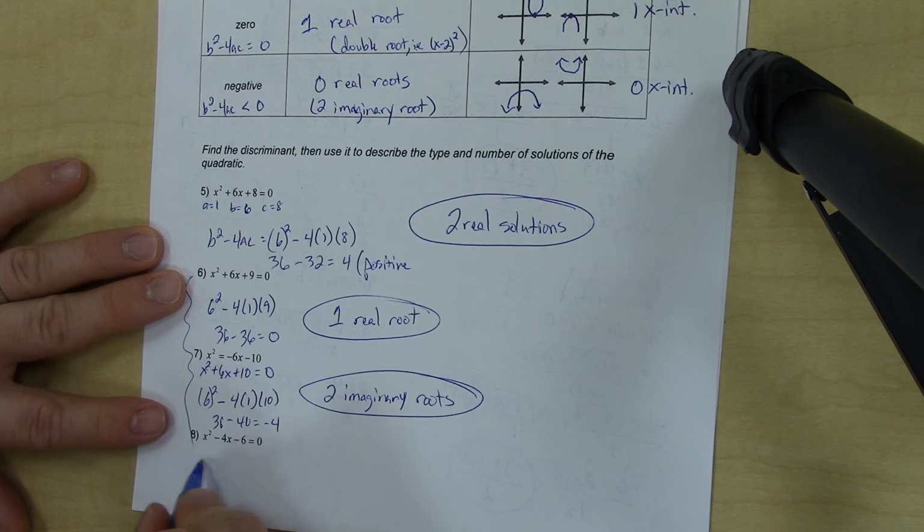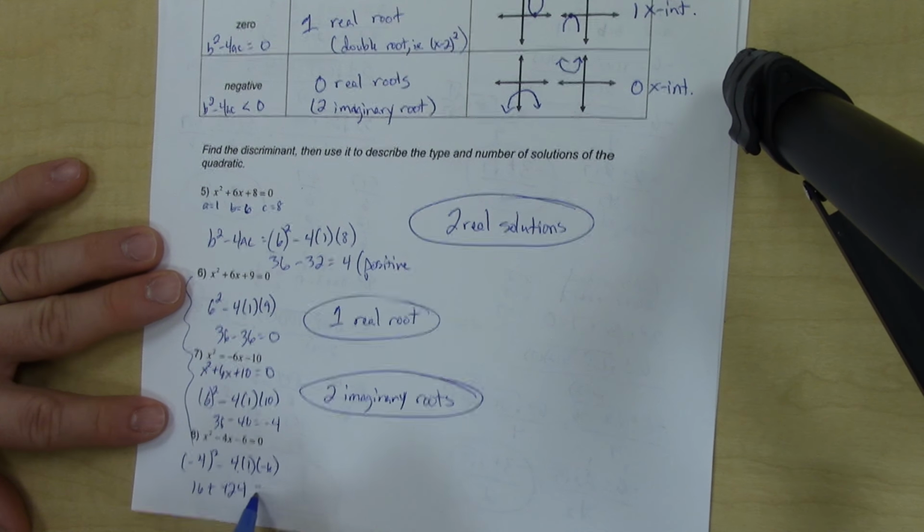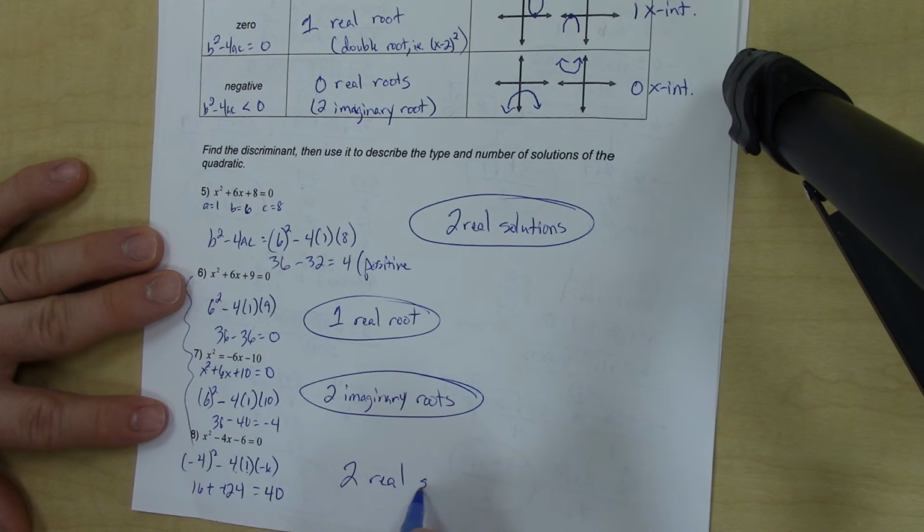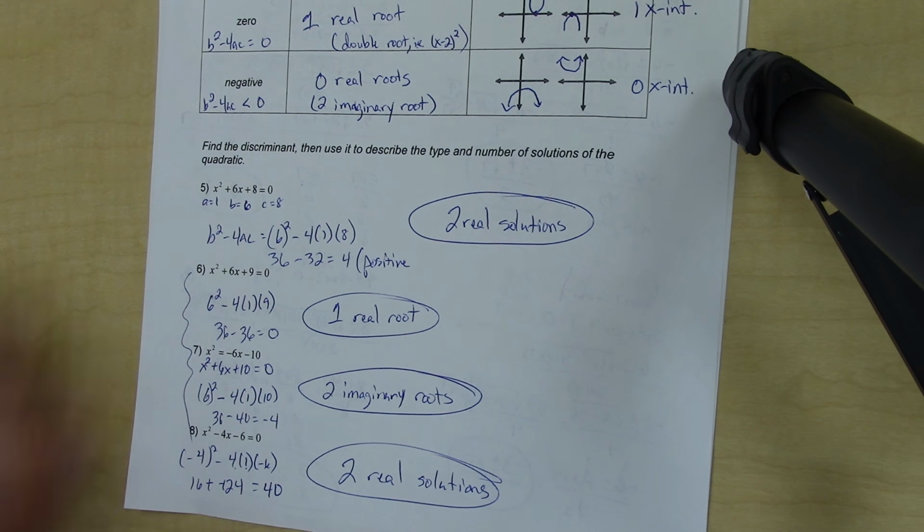And then the last one is already equal to 0, so I got negative 4 squared minus 4 times 1 times negative 6, which is 16. Remember, again, that's always positive. Minus 4 times that is negative 24. Again, that zip-zaps to give me a positive 40. So just like the first problem, 2 real solutions. Okay? And that's it. Okay?